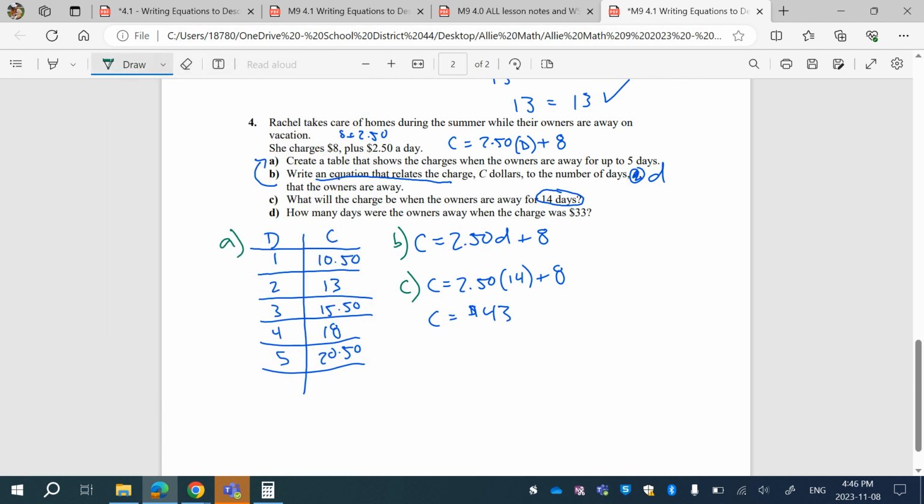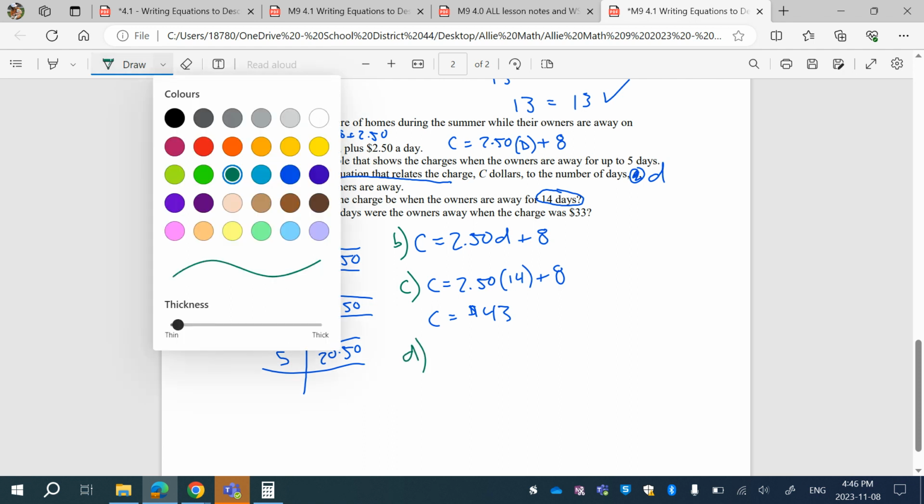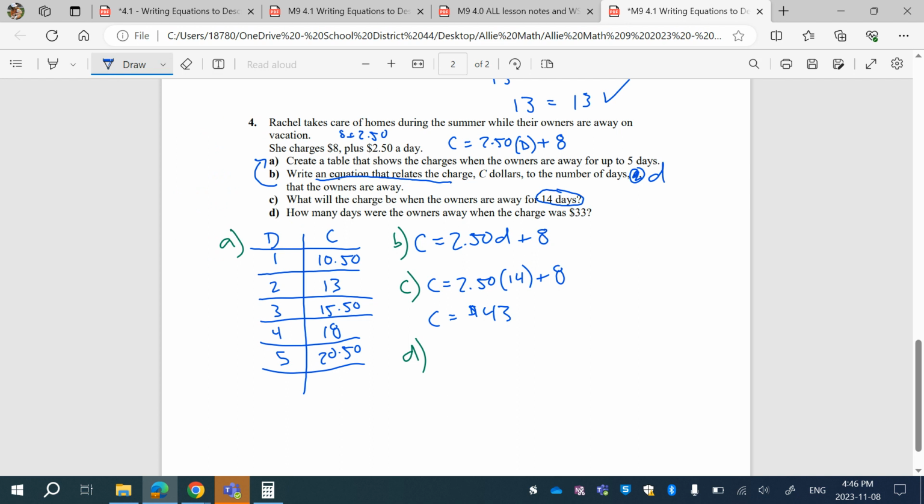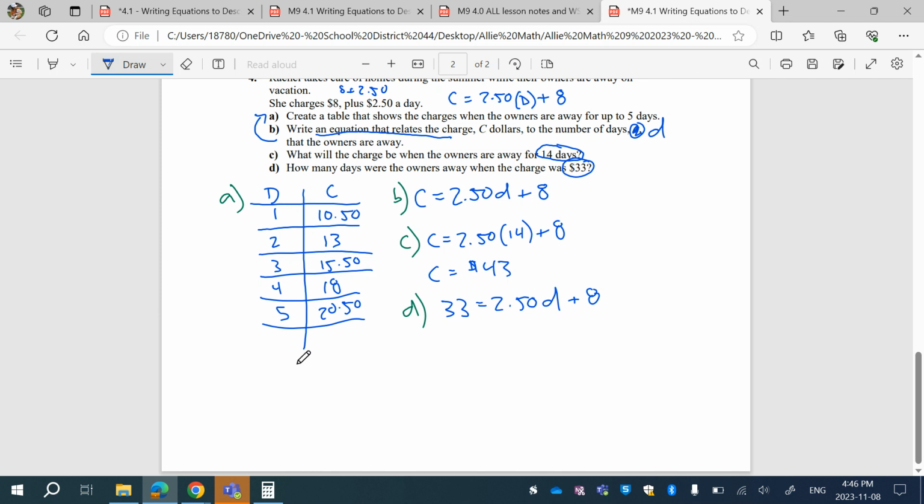And our last question, D. How many days were the owners away when the charge was $33? So now we know the C, we know the charge. So 33 equals $2.50 times D, and the D, the days, is the part that we don't know yet. So again, we're just inputting what we know to find out what we don't. For sure, a little bit more challenging to isolate the D than it was to find out the C.